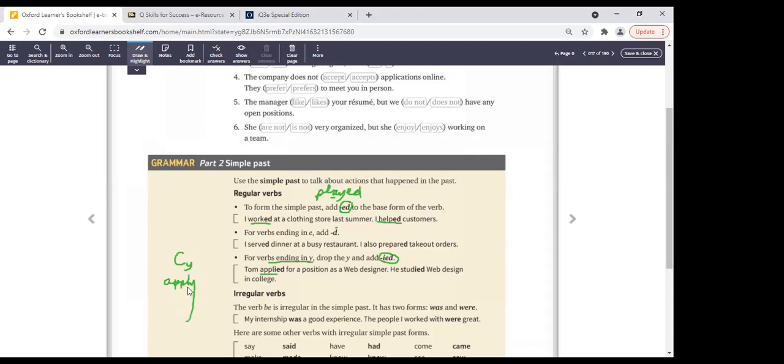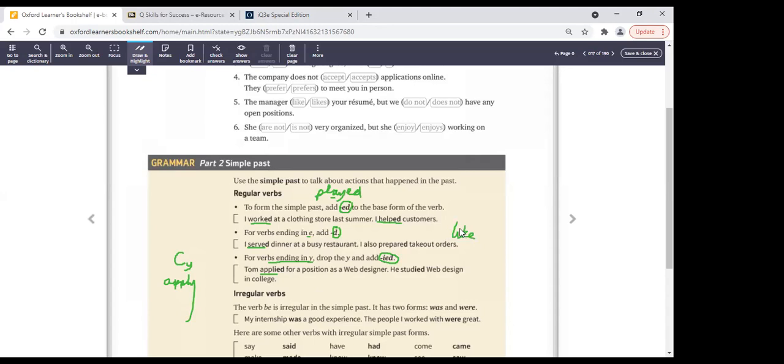Okay, so before our Y, we have an L. Yeah, L is a consonant. So this Y will now change to IED. Or we can add a D. If the verb already ends with an E, we just add the D. Yeah, so like the word serve, it ends with an E. We add D.